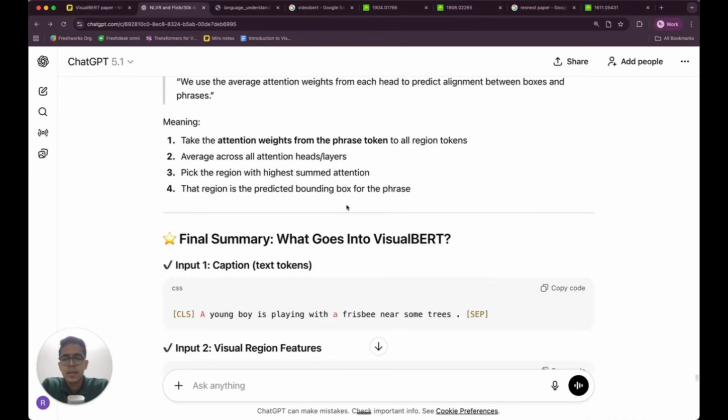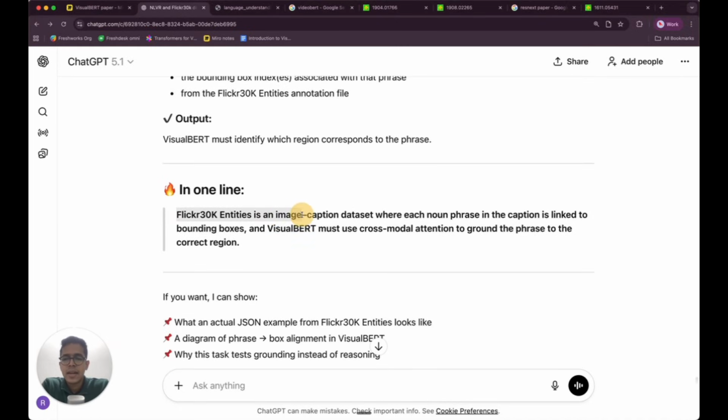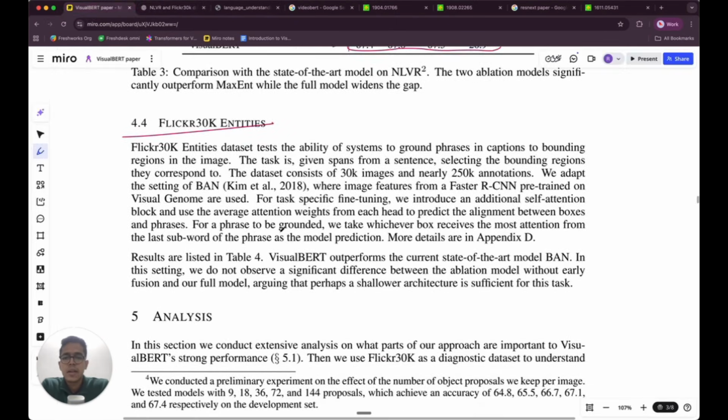Okay. That makes sense. In one line, Flickr30k Entities is an image caption dataset where each noun phrase in the caption is linked to bounding boxes, and VisualBERT must use cross-modal attention to ground the phrase to the correct region. Okay, JSON example. All this, I don't think we need to see the JSON file. Let us read the sentence once again. Now we'll understand it better. The task is, given spans from a sentence, selecting the bounding regions they correspond to. The dataset consists of these many.